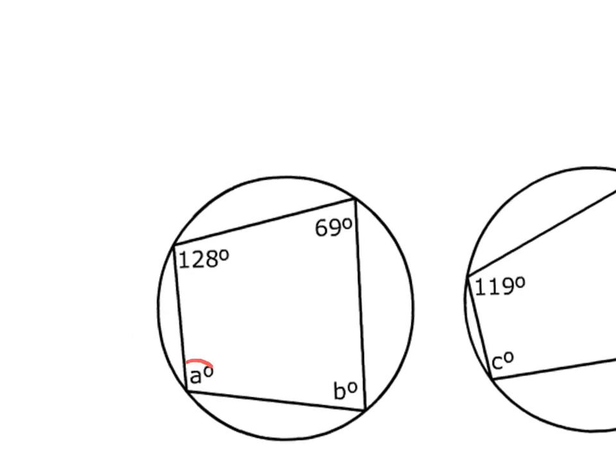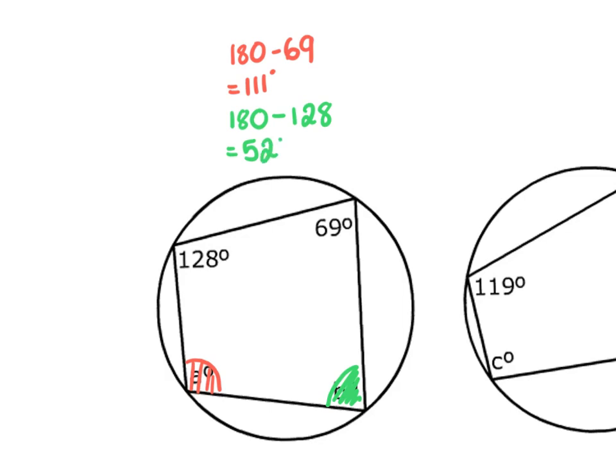Okay, this first example is pretty straightforward. Because we know that we've got a cyclic quadrilateral, opposite angles add up to 180. So to find A, 180 subtract 69, you get 111 degrees. The same thing for B, 180 subtract 128, and we get 52 degrees.